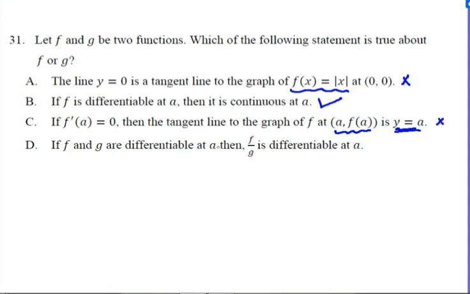If f and g are differentiable at a, then f over g is differentiable at a. This is not always true. It fails for some function g at some point, for example x equals 0. If I take g of x equals x, this function is continuous at x equals 0, but the fraction f over g will not be continuous at x equals 0 for some function f. Okay, so this cannot be true. So the answer for this is B.